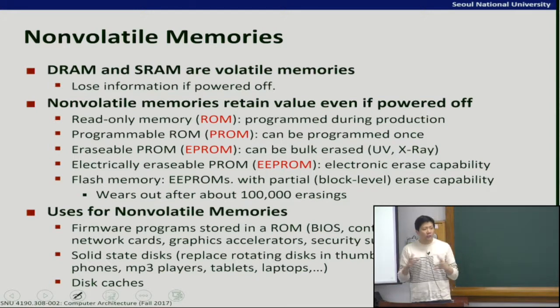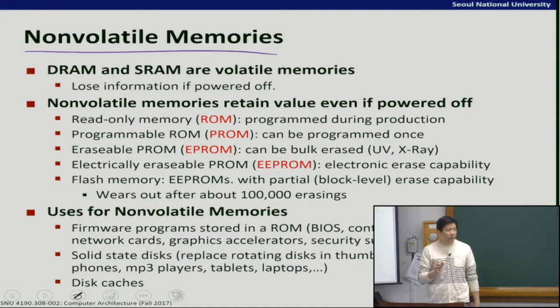So far we talked about volatile memory. Volatile memory means you lose the data if the power goes off. Both DRAM and SRAM are volatile, in the sense that once you cut off the power, the old data will go away. In contrast, there are non-volatile memories. With non-volatile memories, once you put the value in it, the data will still be there even though you cut off the power. That's called non-volatile memory, or NVM.